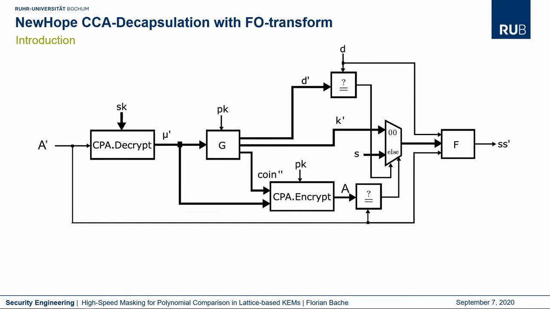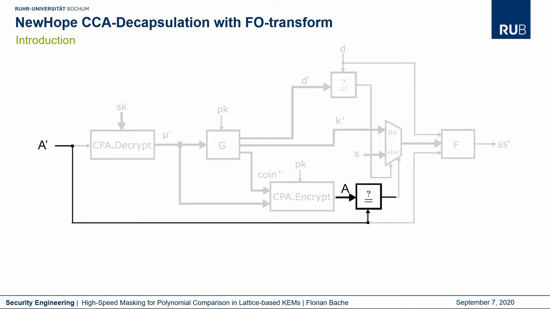So the overall algorithm we're trying to protect is the CCA secure decapsulation using the Fujisaki-Okamoto transform. And in this case, we looked at NewHope. And the algorithm looks like this. On the left, we have the input A prime, which is a polynomial. And this is then put into the CPA secure decryption function. And the output is given to a random oracle G, which is usually instantiated using a hash function. And also to the re-encryption, which I mentioned earlier, which generates another polynomial, which we labeled A. And then these two polynomials, A and A prime, are put into the comparison. And only if the comparison shows that A and A prime are the same, the output is processed further.